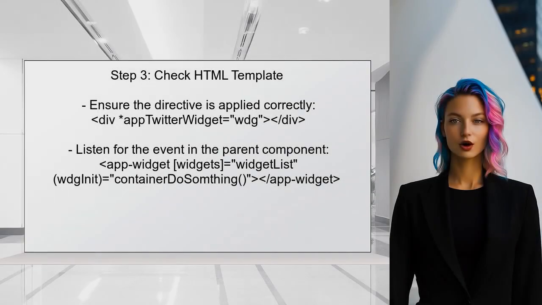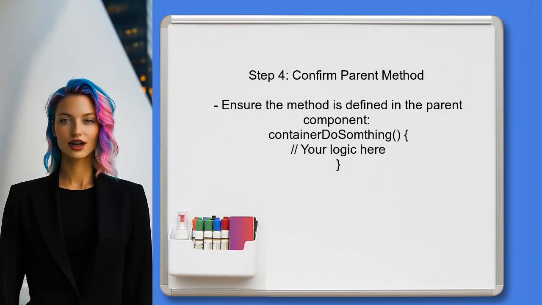The user should also check the HTML template where the directive is used. It's important to ensure that the directive is applied correctly and that the output event is being listened to in the parent component. Finally, the user should confirm that the parent component's method, containerDoSomething, is defined and accessible. This ensures that when the event is emitted, the method will be called.